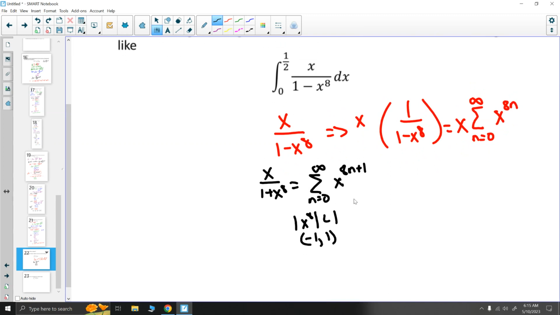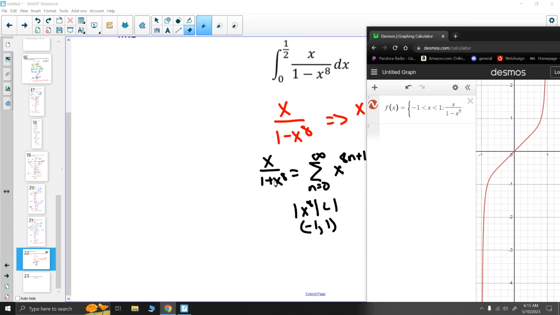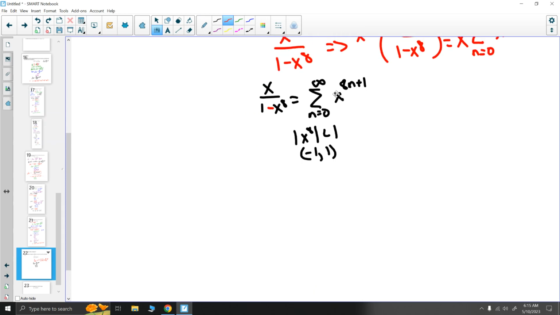So we want to now integrate this thing. If we're trying to find the integral of x over 1 minus x to the 8th, oh, I said a plus here when I wrote this. I did type it correctly here, though. Otherwise, I'd have to double check my graph. All right, so minus. We're saying that this is equal to this.